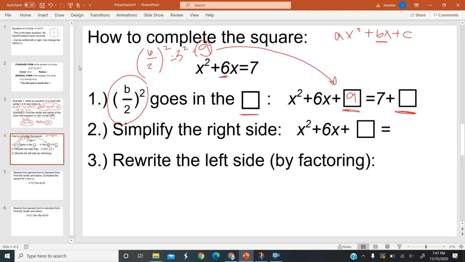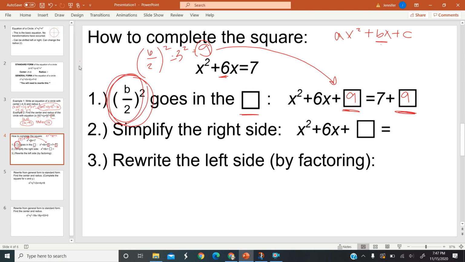And then whatever you put in your blank on the left-hand side also goes in the blank on the right-hand side so that you keep your equation balanced. So then that takes care of step 1. And the b divided by 2 squared, that's just something you're going to have to remember to do each time. And then the next step is to simplify the right-hand side.